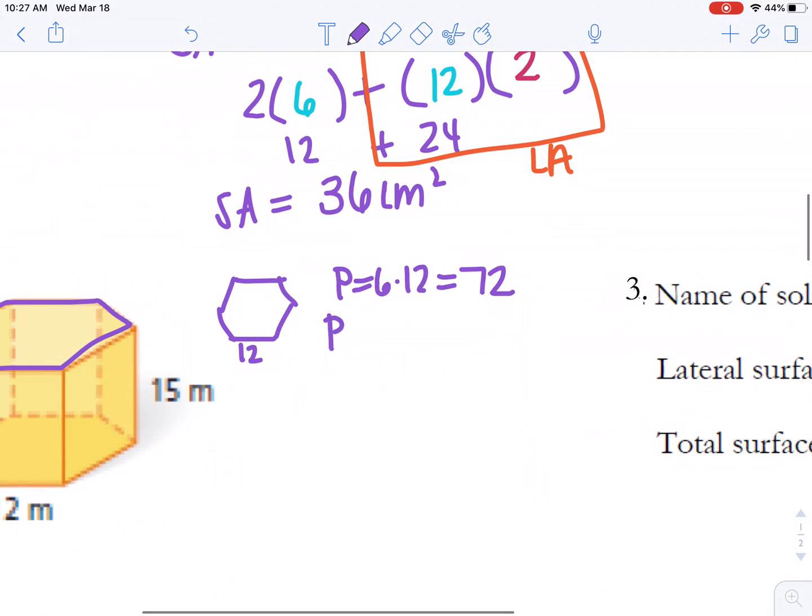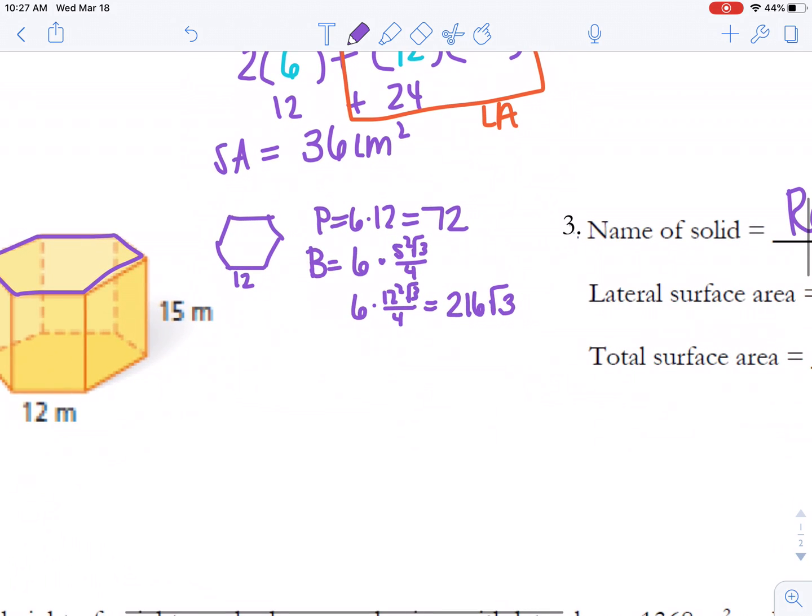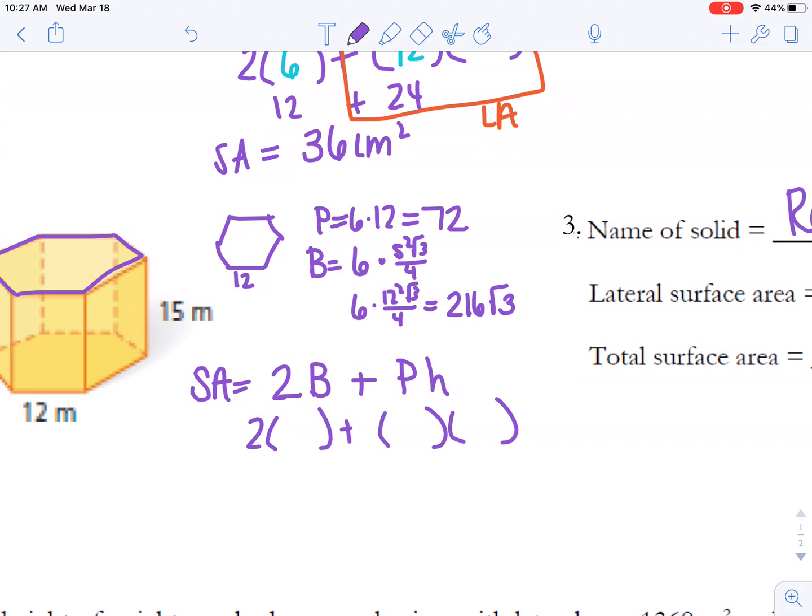The area of our hexagon, remember there are 6 equilateral triangles, so 6 times side squared root 3 over 4, 6 times 12 squared root 3 over 4. This reduces to 216 root 3. So we got our perimeter and our area of our base, so we can go straight to the surface area formula, 2b plus ph, and plug in all the values where they belong like we've been doing with the first ones. Our perimeter of the base is 72. The area of our base, b, is 216 root 3.